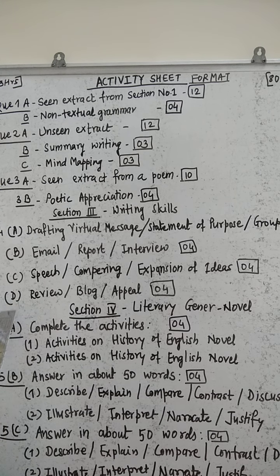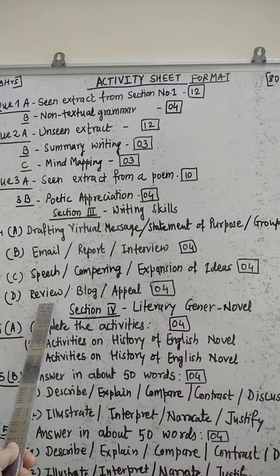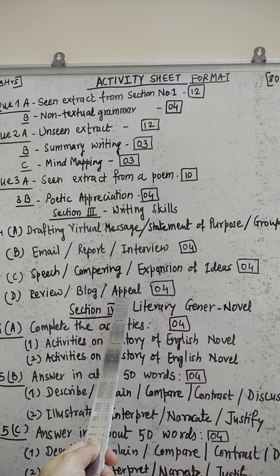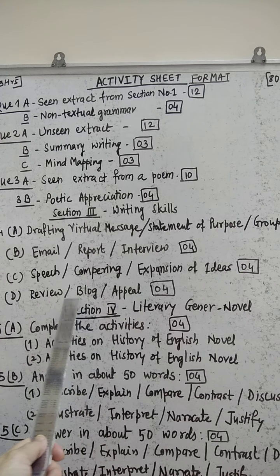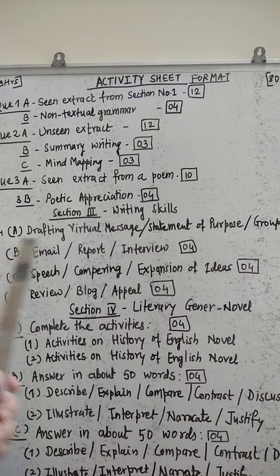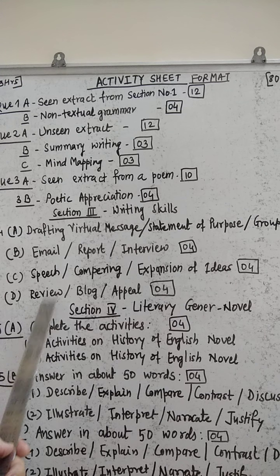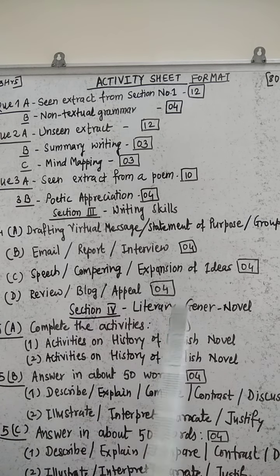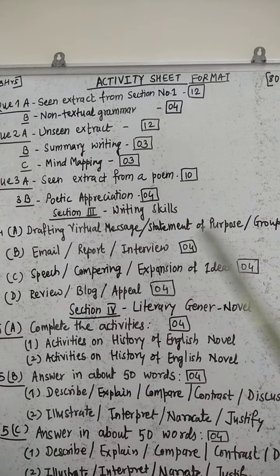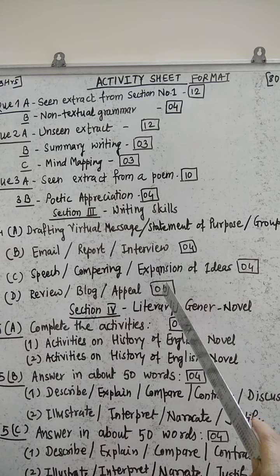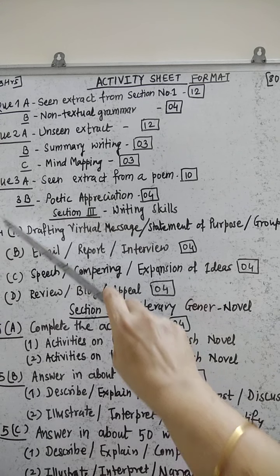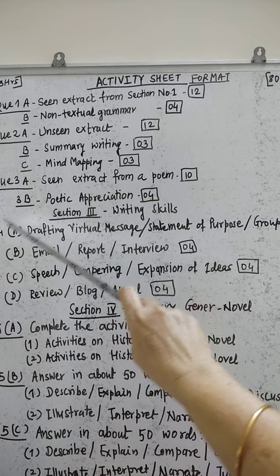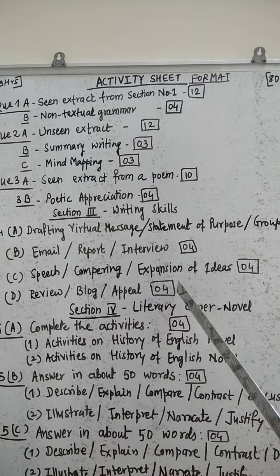Question 4D deals with writing a film review, or writing a blog, or writing an appeal. So you will be attempting any one of them. It can be writing a film review, writing a blog, or an appeal. If you look at the weightage of marks, you will find that every activity under writing skills, under question 4, carries 4 marks.